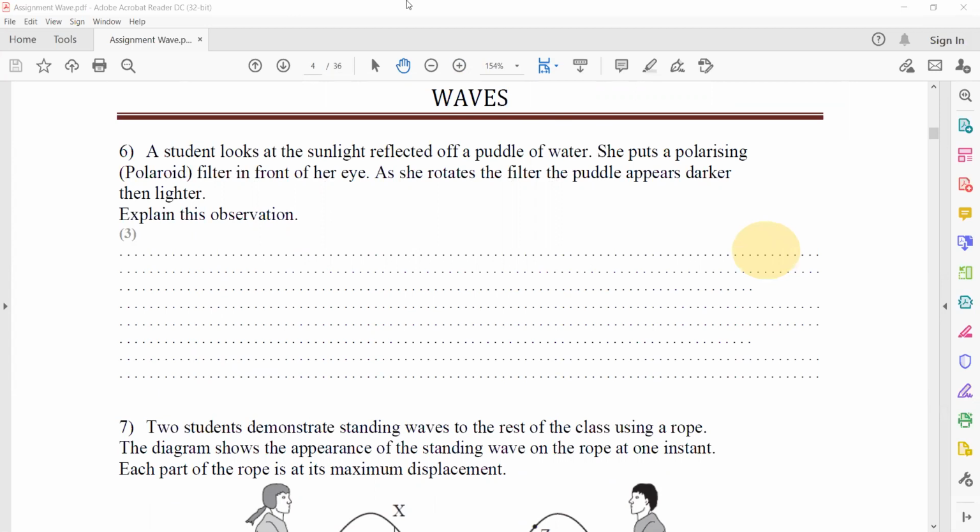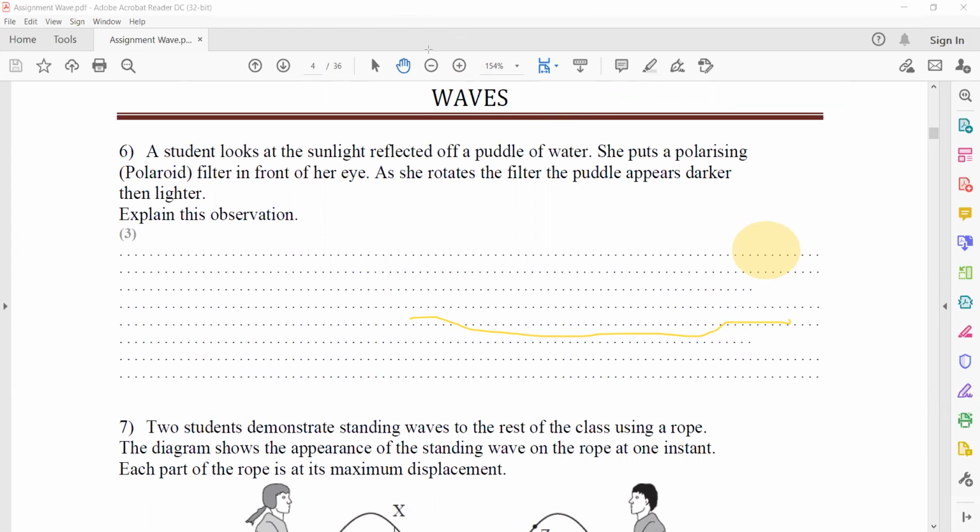So basically what happened, as we know, polarization can happen when light passes through a polarizing filter or when light is reflected from the water surface or any surface. But when it is reflected, it is not completely polarized, it is partially polarized.